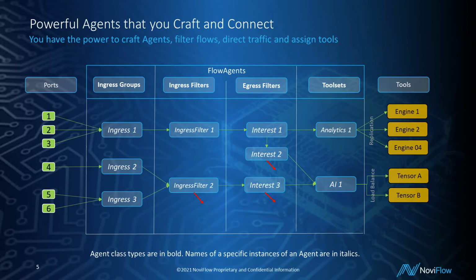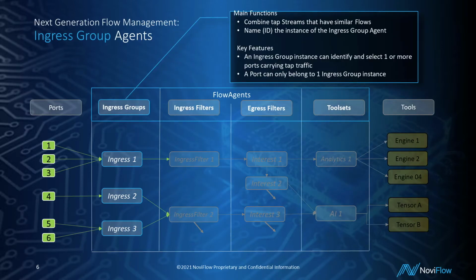So this is a high-level graphics view of a user-defined pipeline that contained 10 agents, as defined in the configuration file, that generated 20 flows between them and out to the tools. Next, let's look at what happened in each one of the phases. The next 4 slides will present each of the key phases, starting with the Ingress Group. In each of these slides, we'll identify the main functions for that phase and the key features.